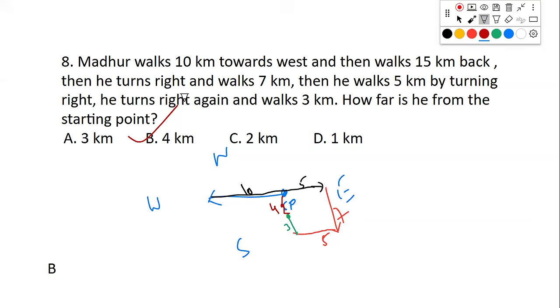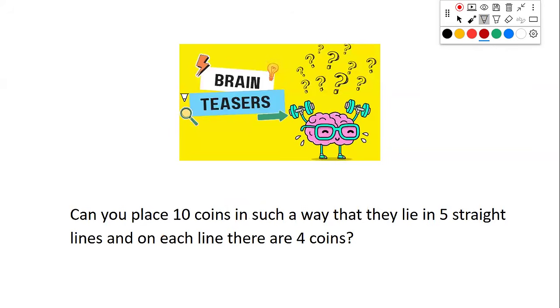Okay, so let's go forward. Try this one. Can you place 10 coins in such a way that they lie in straight lines and on each line there are 4 coins? Don't use Google, don't use ChatGPT. It is okay, you have to just think on your own.